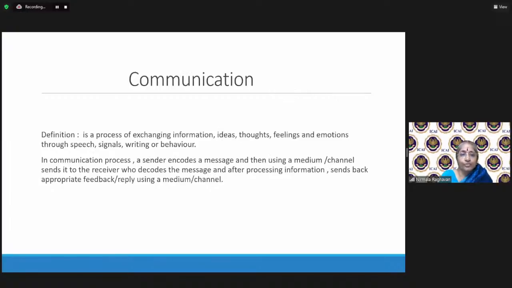Here you go. So it's a process of exchanging information, ideas, thoughts, feelings, and emotions through speech, signals, writing, or behavior. In the communication process, a sender encodes a message, and then using a medium or channel, which is the language that you use, sends it to the receiver, who decodes the message, and after processing the information, sends back appropriate feedback or reply using a medium or channel that the other person understands, right?